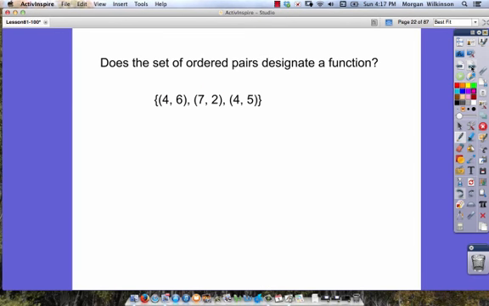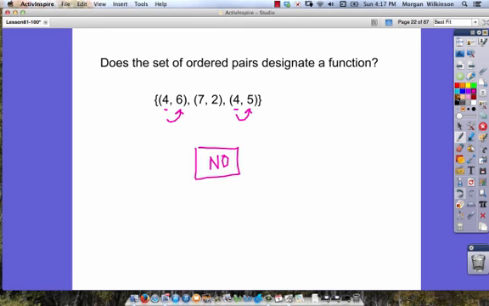Got one more. Does a set of ordered pairs designate a function? So we've got our x first and our y second. 4 goes with the 6, 7 goes with the 2, 4 goes with the 5. Hold on. We've got a 4 going to a 6, and then we've got a 4 going to a 5. We can't have an input going to two different outputs. So no, this does not designate a function.